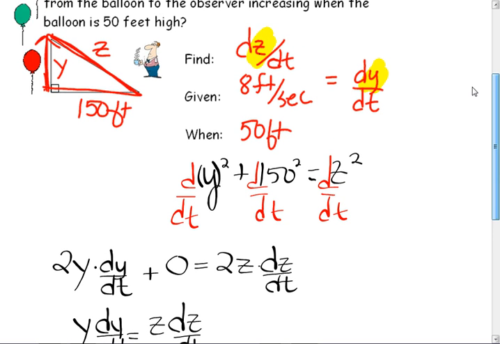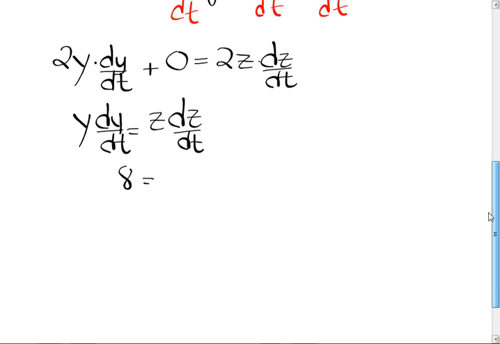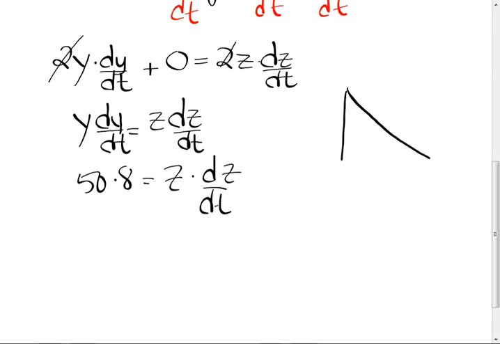Hey, what's the 50? That's y. I divided by the 2's, so I got rid of them. So y was 50, right? Z, dz dt, but I can find z, because at the precise instant, when I take the picture, this is 150, and this is 50. Well, we're going to find the hypotenuse, and we know how to find it.